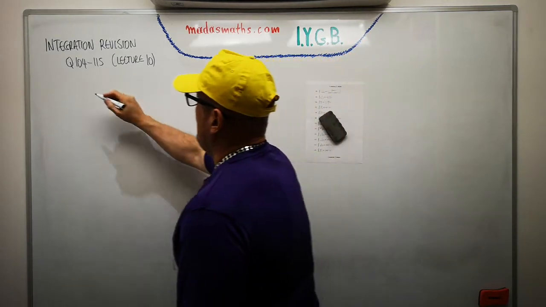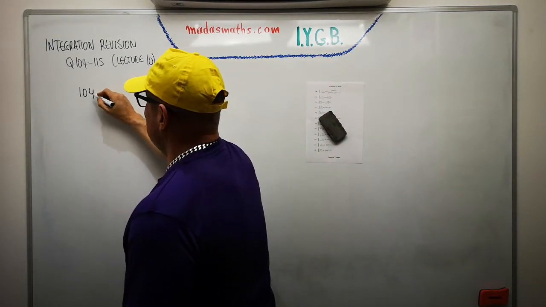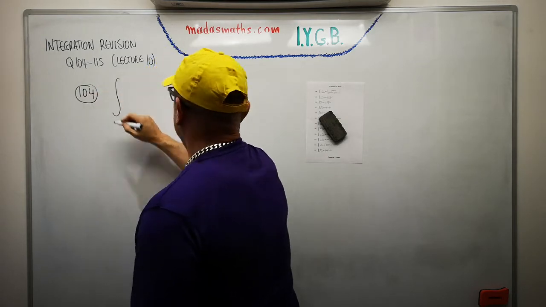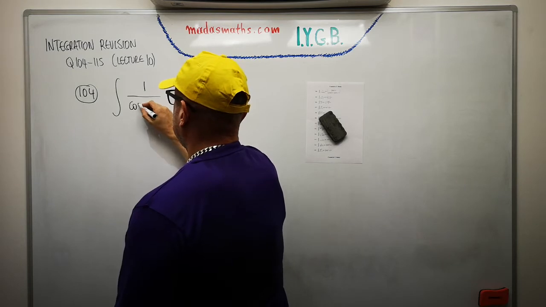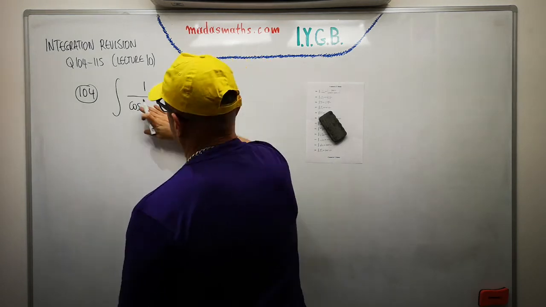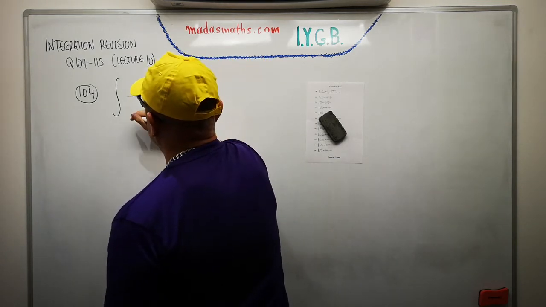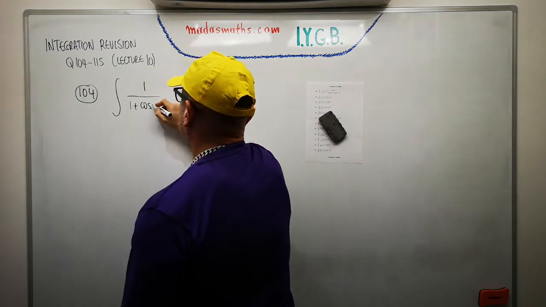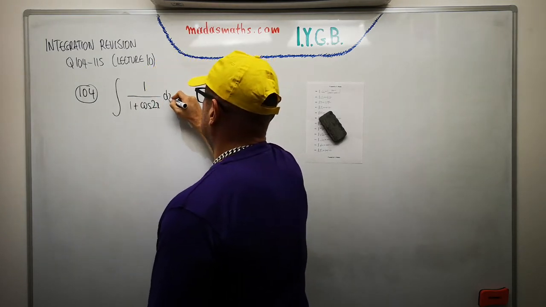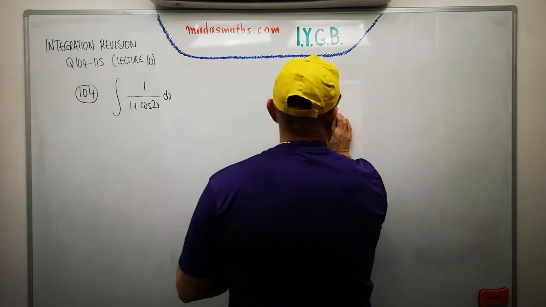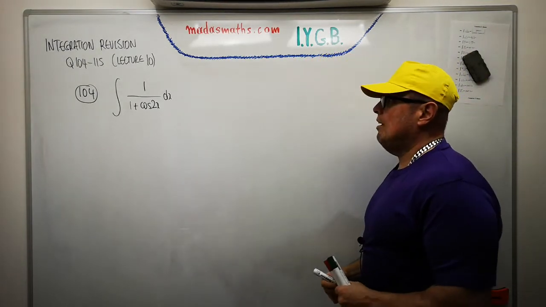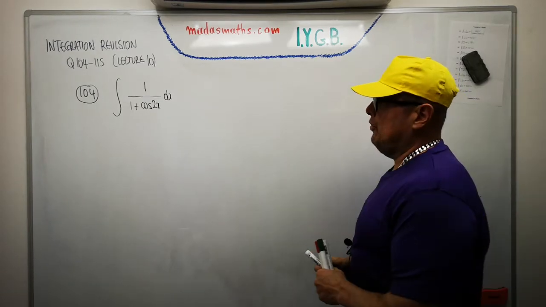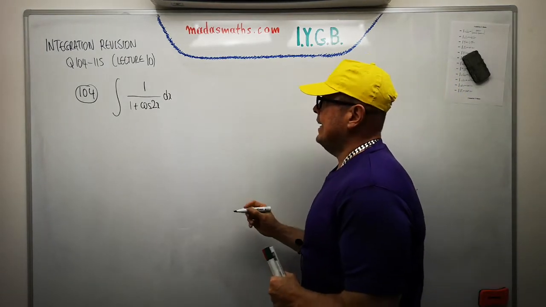Integral number 104 on this list is the integral of 1 over 1 plus the cos of 2x dx. Sorry, that's wrongly written. There are two ways we can do this particular integral. Both are acceptable, and I'm going to show you both. It's fairly tough. Both methods require specialized techniques.